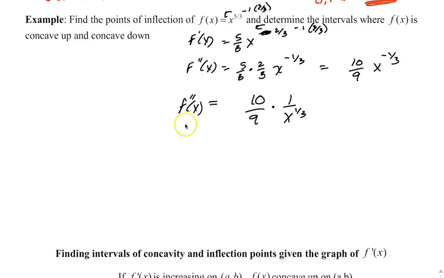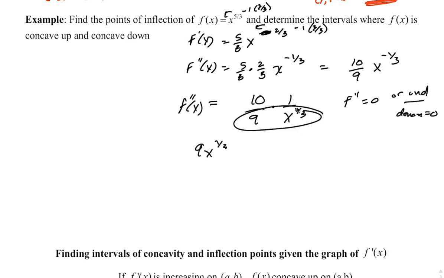Now, to find inflection points, a lot like finding critical points. It's where the second derivative equals 0, or is undefined. So this never equals 0, but it does get undefined. Undefined is when the denominator equals 0. And my denominator right there, let's set that equal to 0. You can do the math, divide by 9, cube both sides, x equals 0.